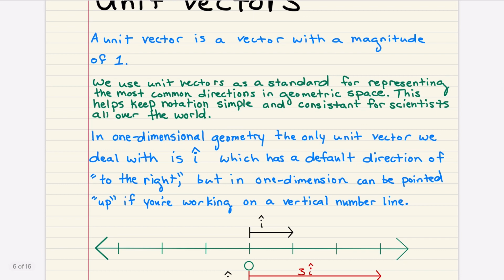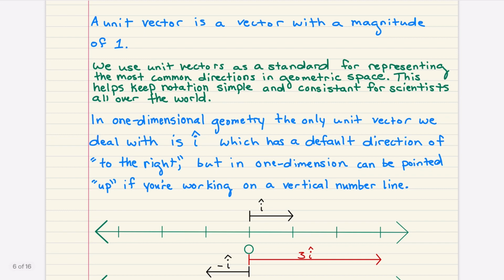In one-dimensional geometry, the only unit vector we deal with is I hat, okay? And I say I hat because that little symbol above is generally referred to as a hat, at least in my part of the world, all right? Or it's referred to as a hat, even though it's a caret symbol, you know. Now, this I hat has a default direction of to the right, okay? But if we're talking about just one-dimensional motion, it could be up or down, okay?